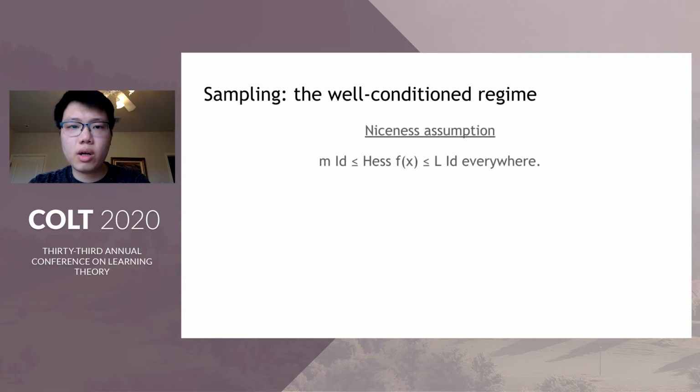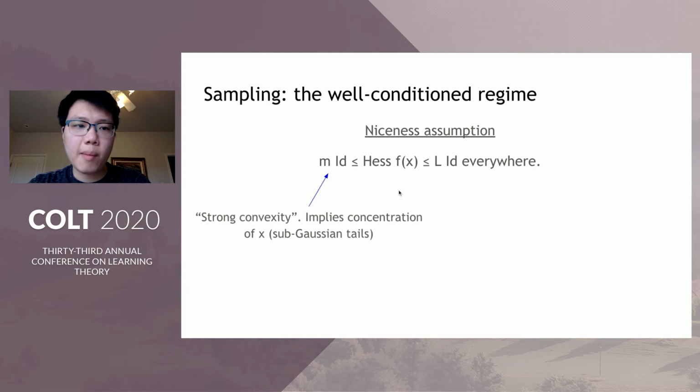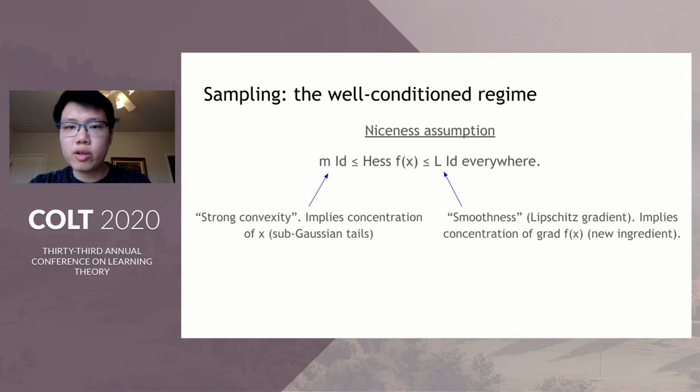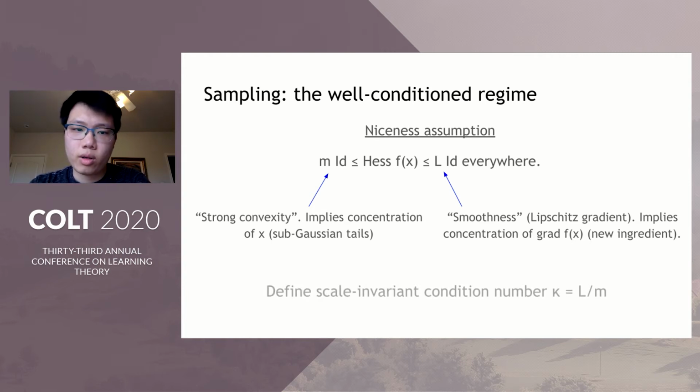So the specific nice assumption I'm going to make for the rest of the talk is that the Hessian of f is upper and lower bounded by multiples of identity everywhere, governed by these parameters m and L. And what this m buys us is it's the strong convexity parameter, and it implies that the point x drawn from this distribution concentrates well, namely it has sub-Gaussian tails. And the main new ingredient we bring to the table is that this L parameter, which is the Lipschitzness of the gradient of f, implies that the norm of the gradient also concentrates well. And I'm also going to define this scale invariant condition number to be this ratio between L and m, and I'm going to call that kappa.